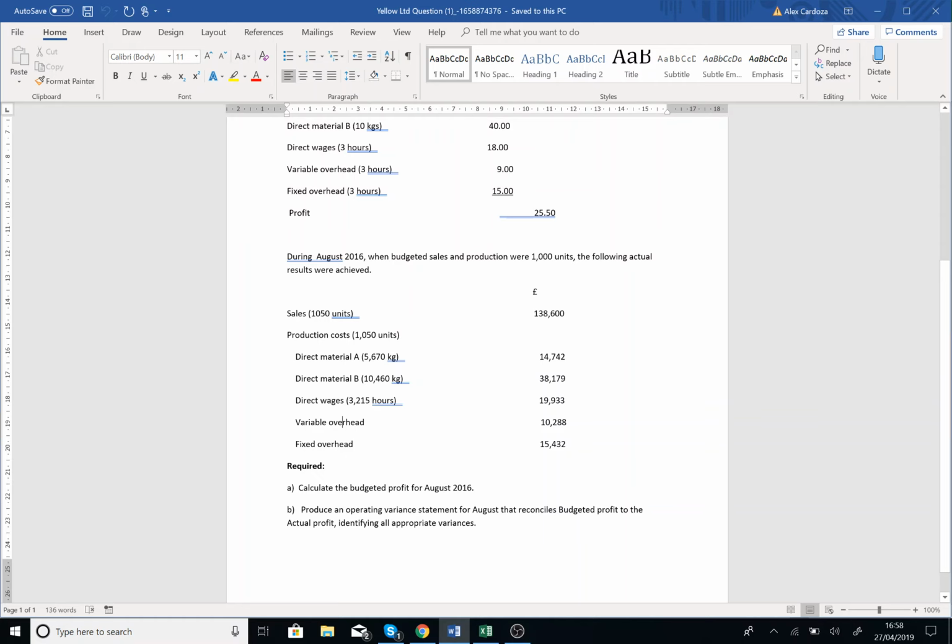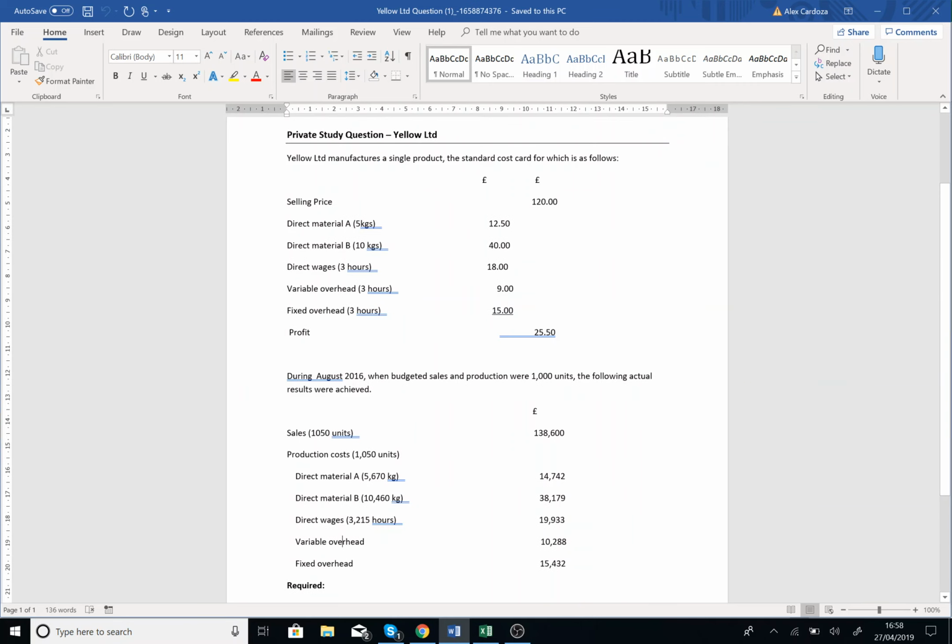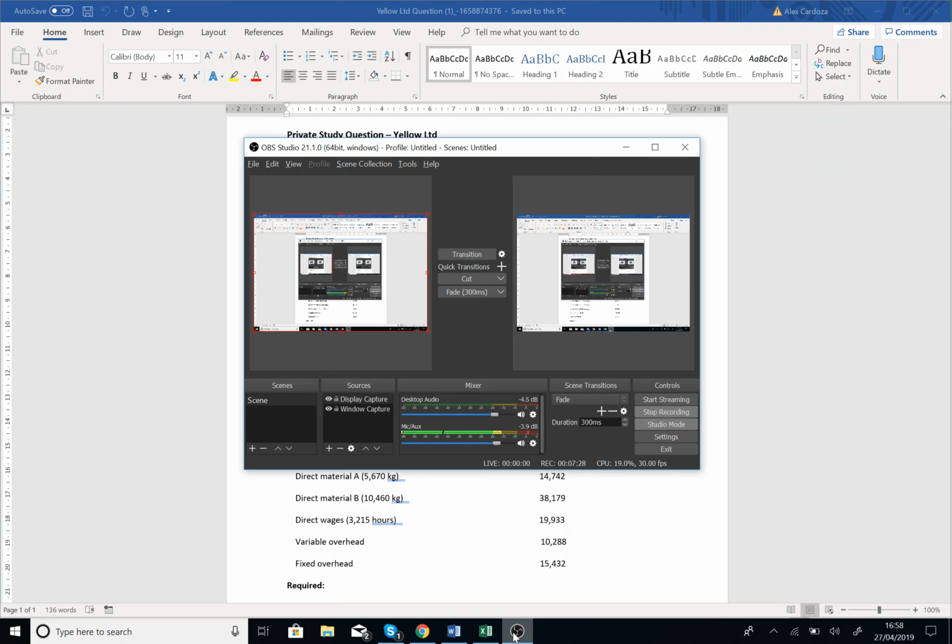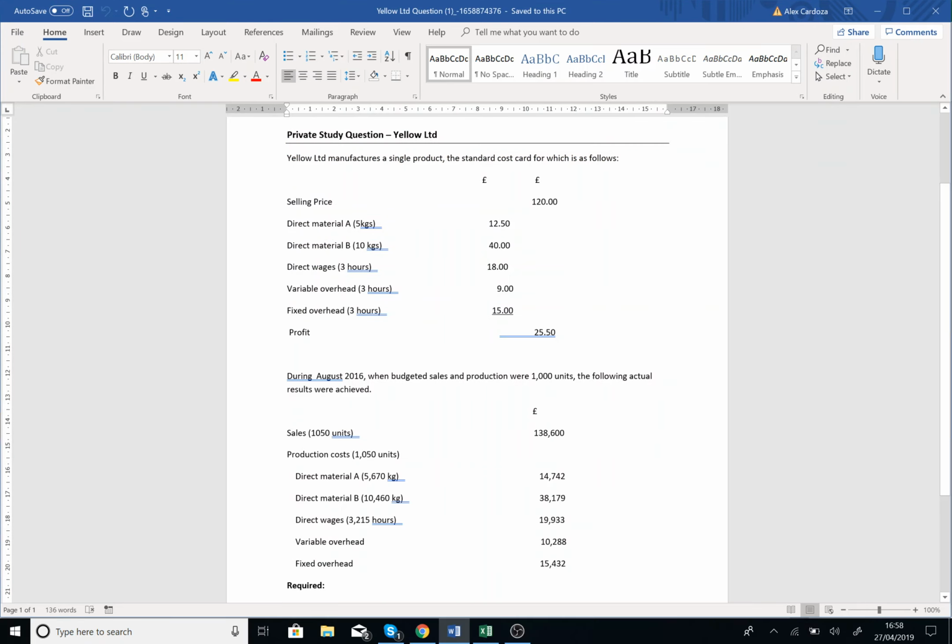Okay, so we've got usage. So your usage variance, yeah? What you're looking at here is you're comparing how much you should have used versus how much you actually used. And then you times that again by your standard price.